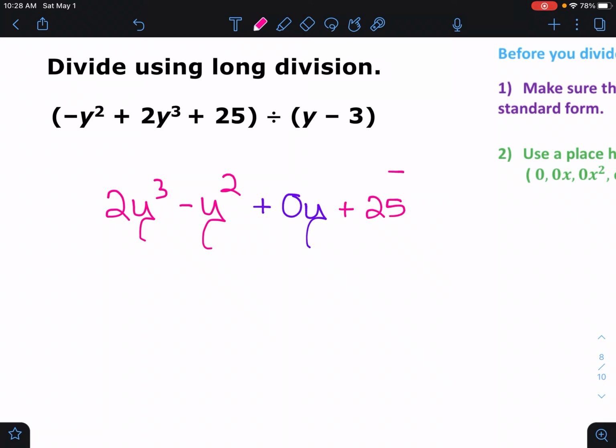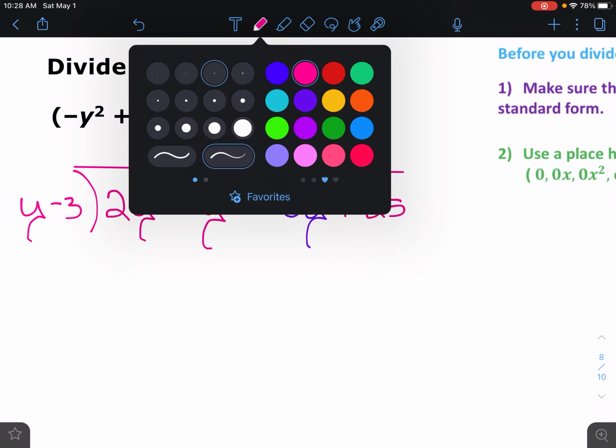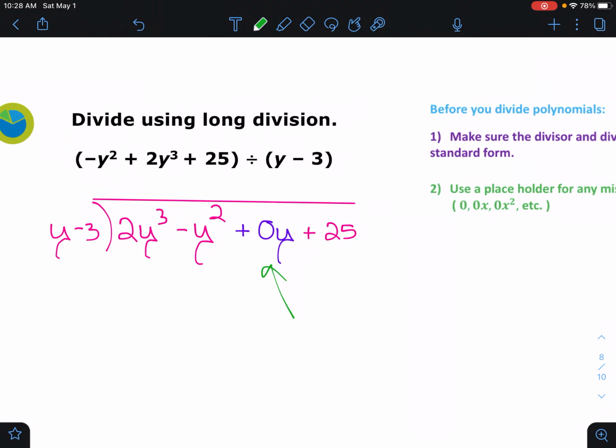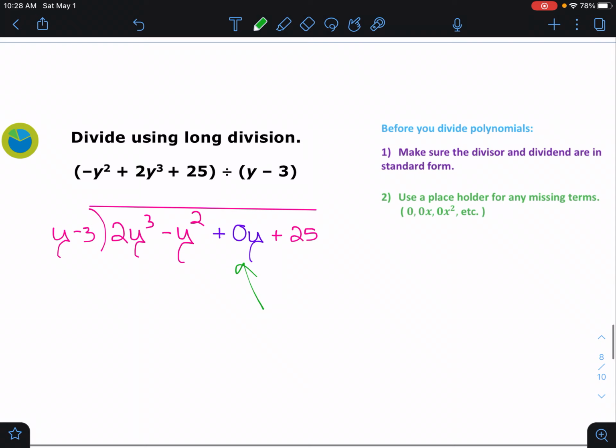Okay, now I'm going to divide that by y minus 3. Again, it's important that you don't forget that missing term. That's a placeholder that we need to have there, and also make sure both of those are in standard form. So that's super important. Make sure you always check for that before you start dividing.